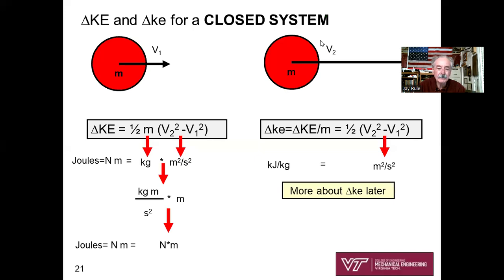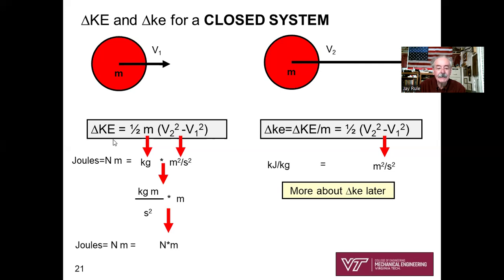All right, so let's look at a little example. Delta capital KE and delta little ke for a closed system. This is the easiest to understand because it's right out of your book and probably out of your physics class, either in college or even back in high school. The kinetic energy of a mass, some sphere, the change in kinetic energy from state 1 to state 2. Let's say state 1 is a little velocity, state 2 is a big velocity. So this mass is speeding up, okay? And the question would be, what's the change in kinetic energy of this mass?